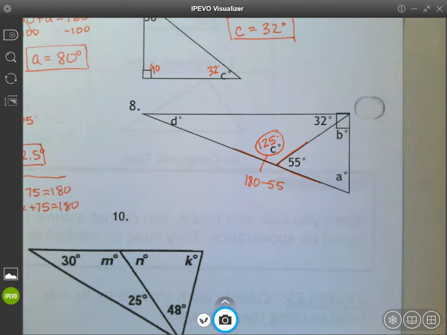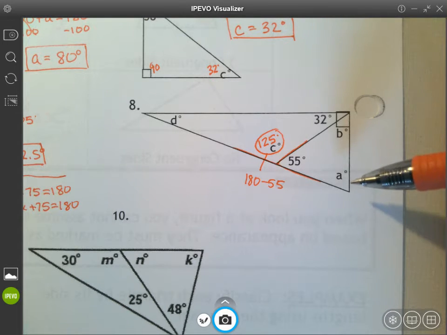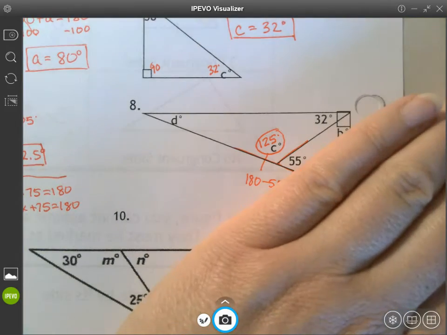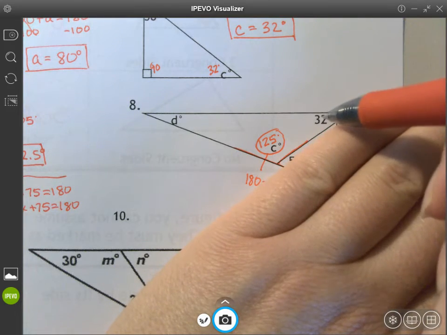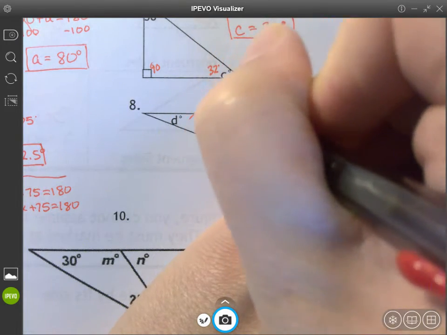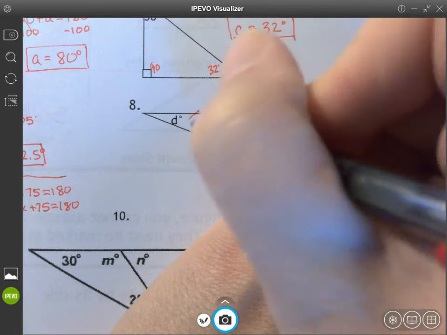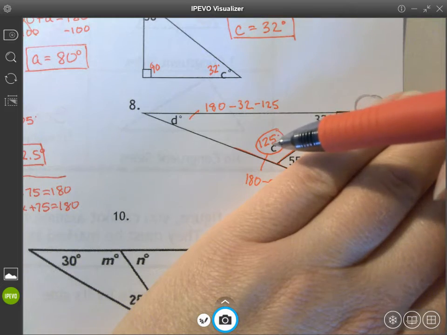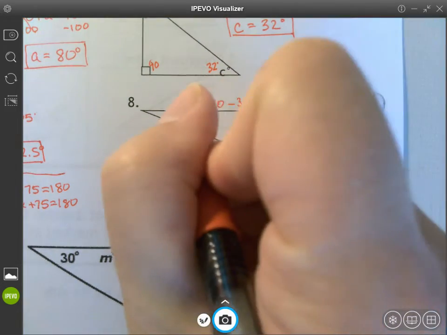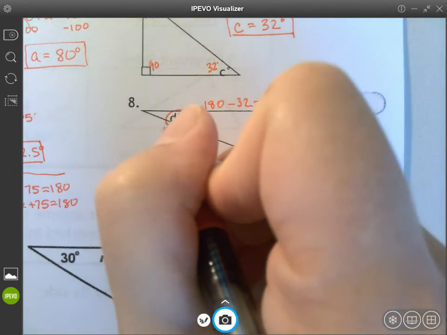Okay, now, there's a couple places you can go. You could figure out D now, or you could figure out B. What do you want to try? I can't figure out A yet. I don't know enough. No, definitely D. Okay, so do you see the triangle? Do you see that I have 180 degrees? To get D, I'm going to take 180 minus the 32 minus the 125. And whatever's left over is the angle. So take 180, take away the 32, the 125, we should get 23. So there's a couple ways to find these things.